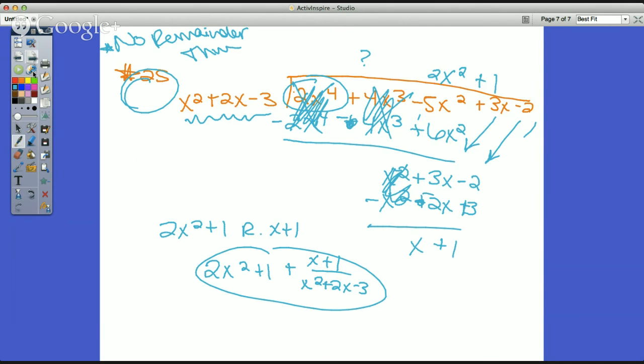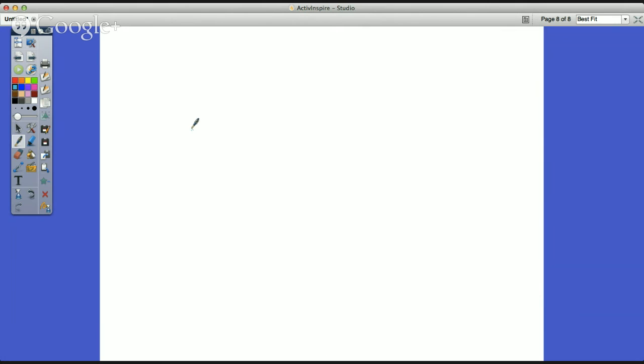All right. Last but not least, let's do this one. F of x equals x cubed minus 2x squared minus x plus 2.